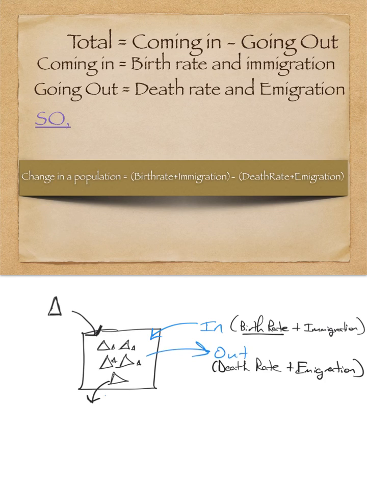If you think about the out part, and again, it makes sense that over time, any triangle might die, by accident or old age or disease or predation or any number of things.